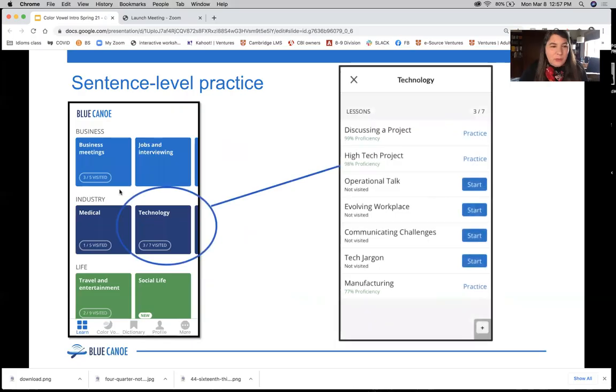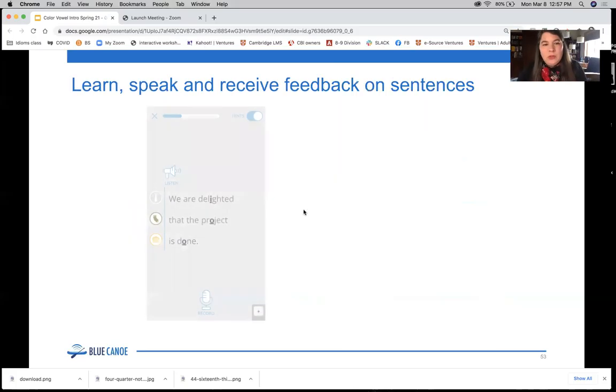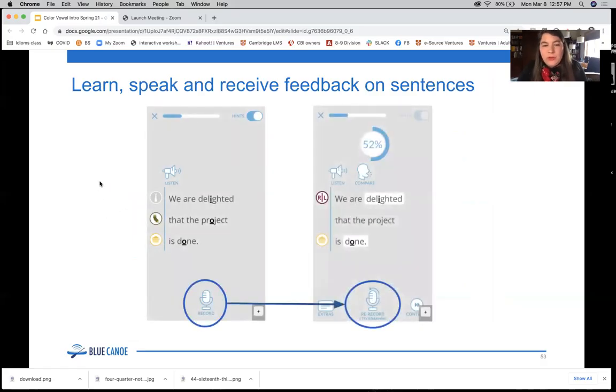So this sentence level practice, these are the lessons. There's all different topics in here. You can choose one. This is under technology. Same thing, you record it. We're delighted the project is done.